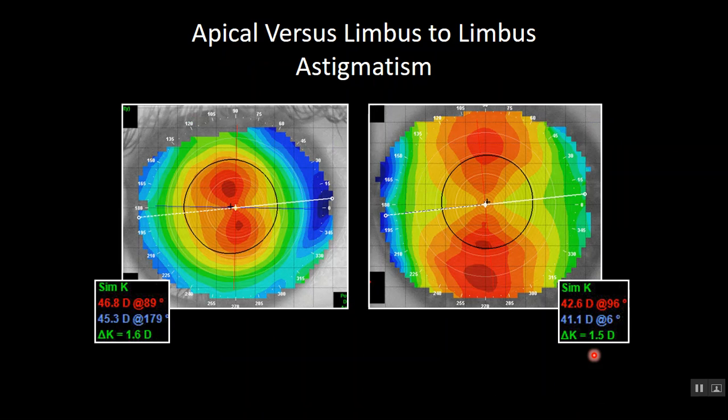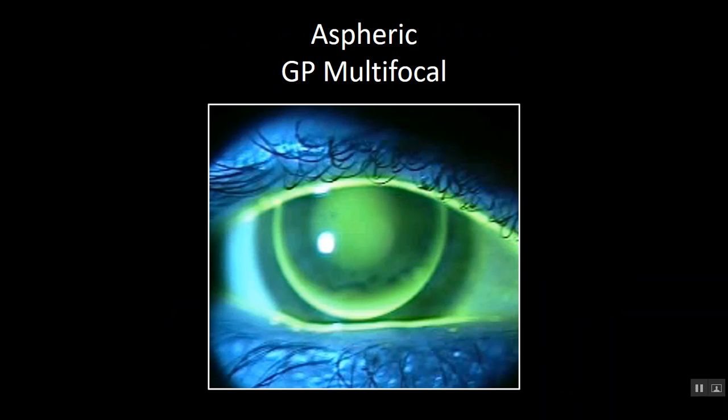Now, the apical versus limbus to limbus cylinder may help as well. If you look at these two eyes, we have similar central corneal astigmatism, 1.6 diopters on the left image, 1.5 diopters of corneal cyl on the right image. So how are they different? Well, look at the shape of this astigmatism, very much confined to the center of the cornea. Whereas in this eye, we see this limbus to limbus shape where the hot meridian runs from one side of the eye to the other.